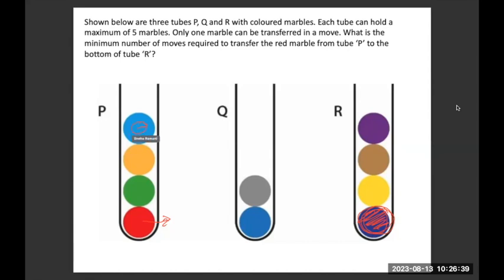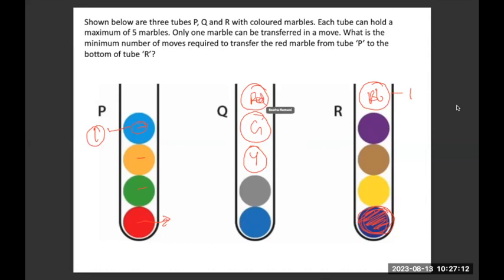I'll start with this blue one. I will transfer this into this position, I'm just writing blue. This is my first move. Then I have space here. I will transfer 1, 2, and 3: yellow, green, and red, which is the marble we have to transfer at the end. So these will be my second, third, and fourth moves.